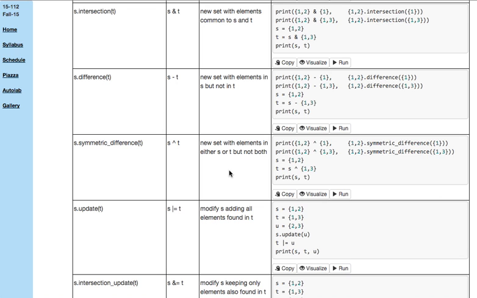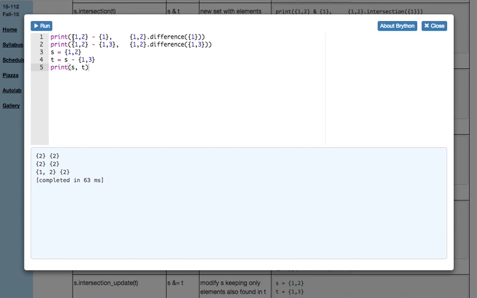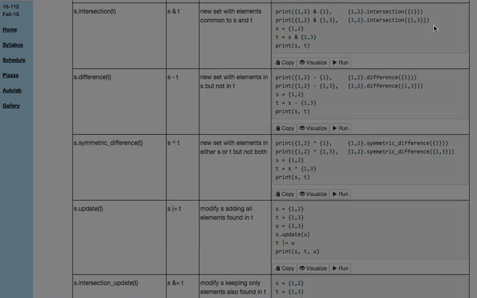Difference gives you a new set with the elements that are in the first set but not in the second set. So let's take a look at that. So the difference between the set {1, 2} and {1} is just 2. Here the difference is 2 again, because it's going to take out this 1 from this set because it's common to both. And then we do the same thing down here, and we see that S was not modified.